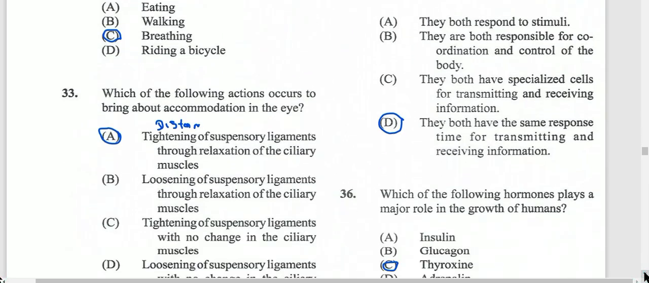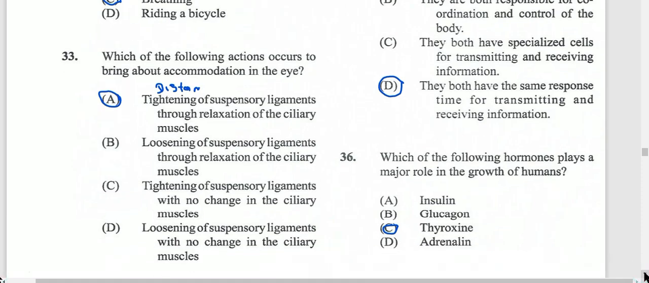For 33, which of the following actions occurs to bring about accommodation in the eye? Interestingly, you could look at all the options, but for the interest of time, we're looking pretty much at the answers.